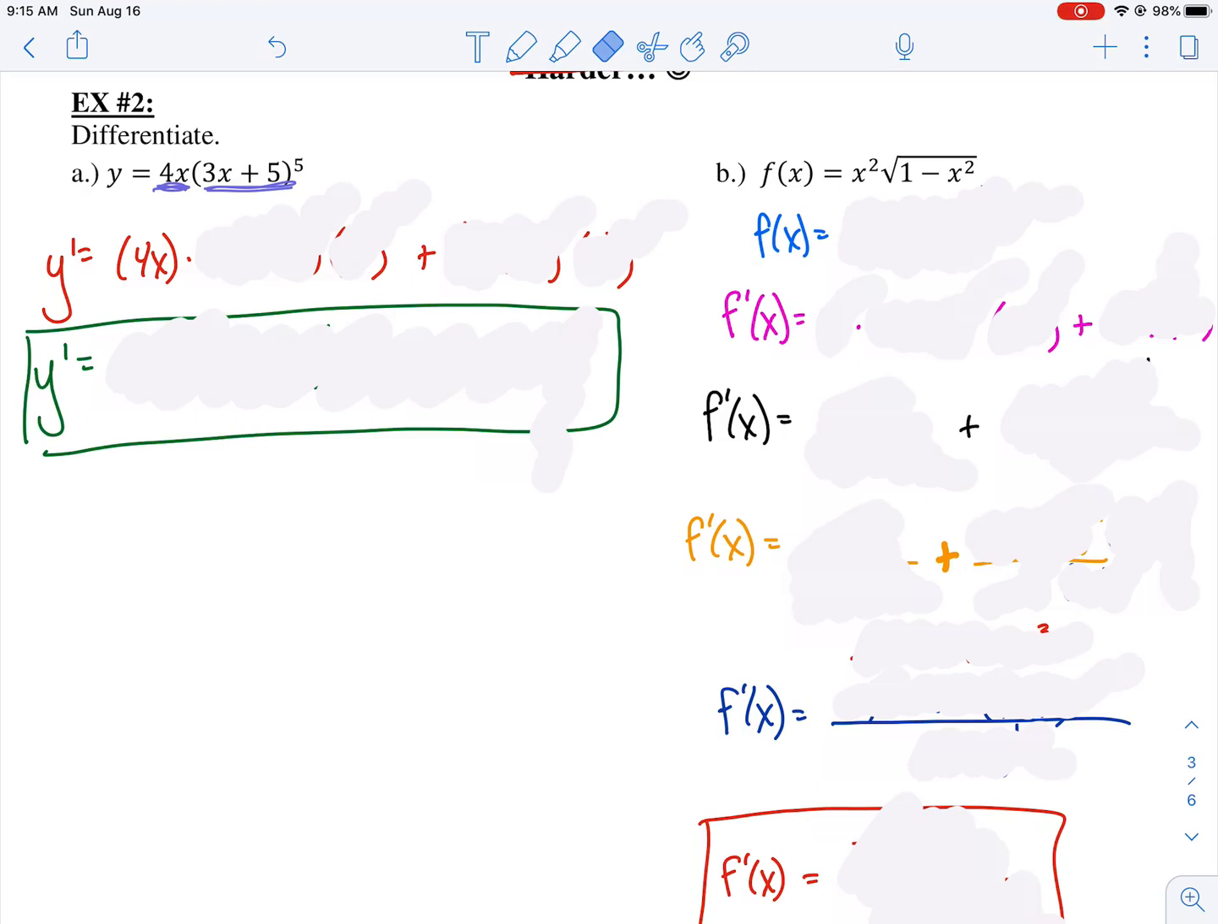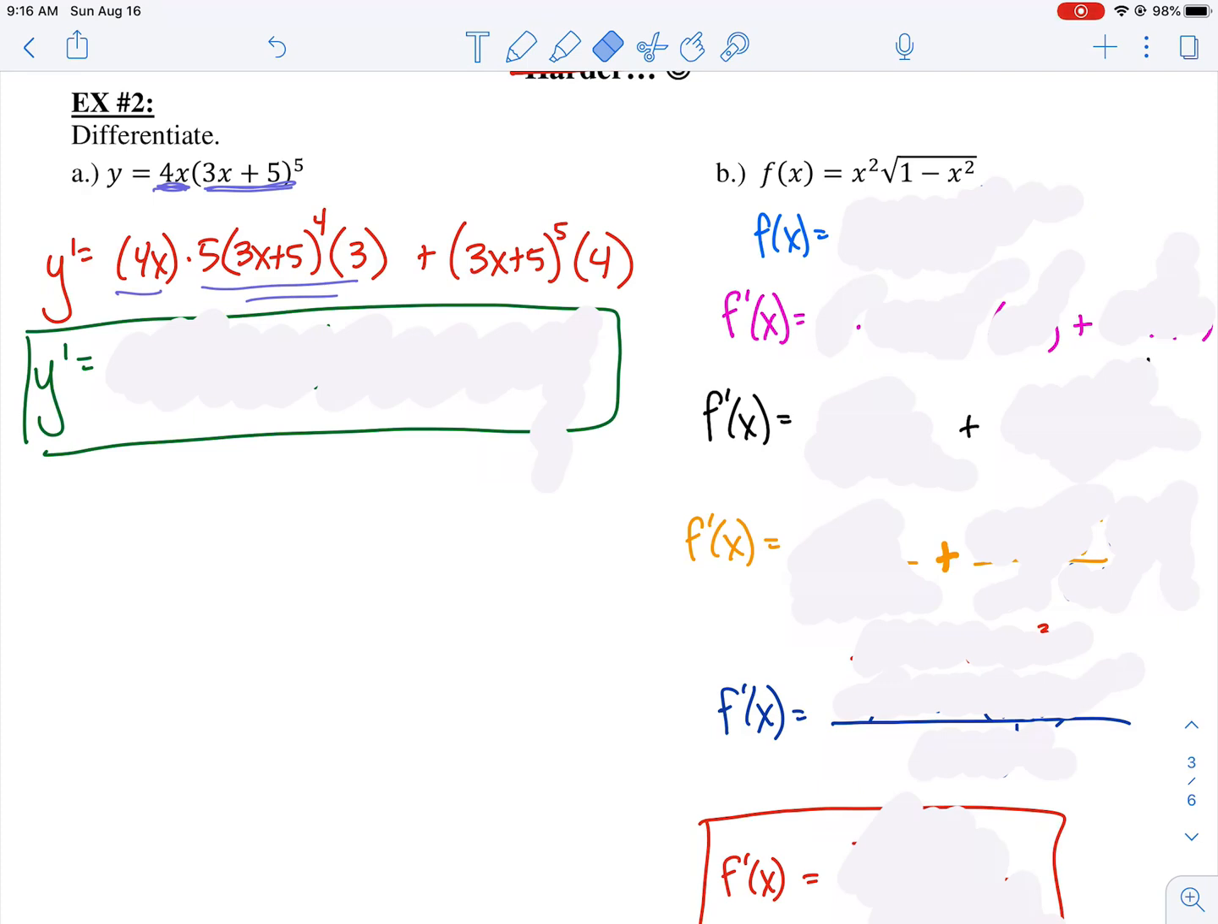I'm going to bring the 5 forward. I'm going to keep the inside the same. I'm going to subtract 1 from the exponent, but then don't forget to multiply by the derivative of your inside. So that was your first times your derivative of your second, plus your second times the derivative of your first, and the derivative of 4x is just 4. So there's my product rule with a chain rule inside.